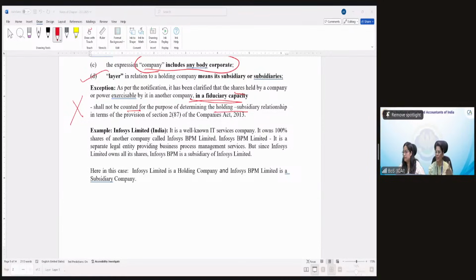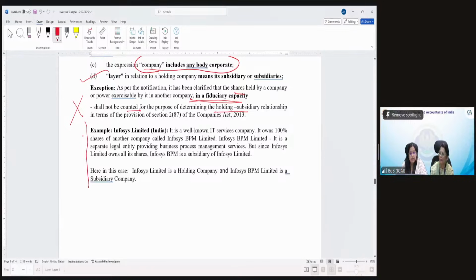So this is an example. You should know about the requirements: what are the requirements for this relationship of holding and subsidiary company, and what additional explanations have been defined for the particular requirements in order to be a subsidiary company. And then it talks about the exception. If that exception is there, again it will be out of the purview of that subsidiary company. So you need to have this understanding, right?